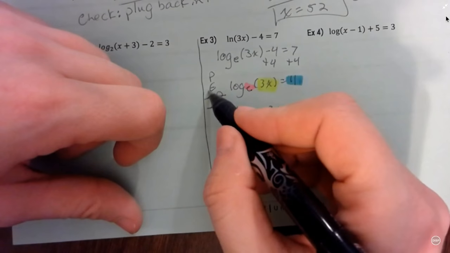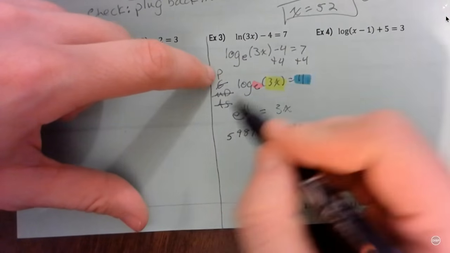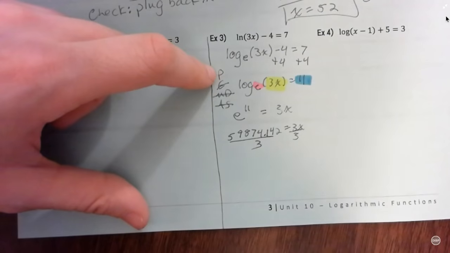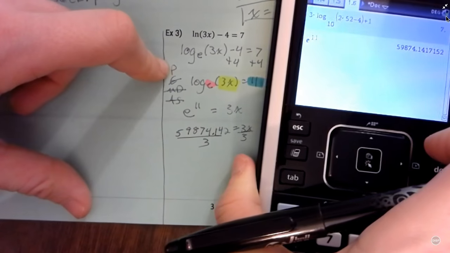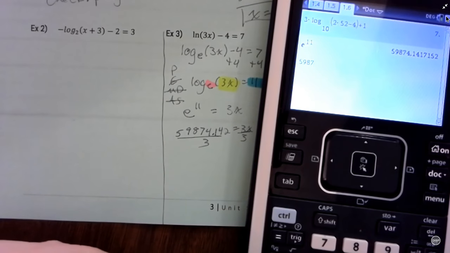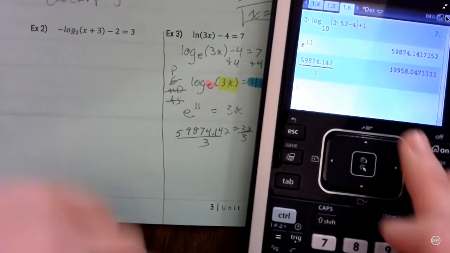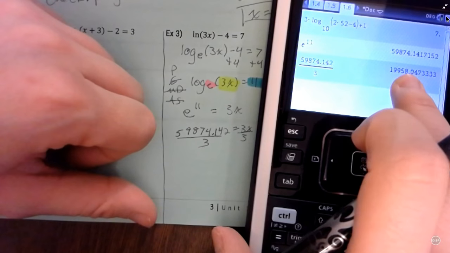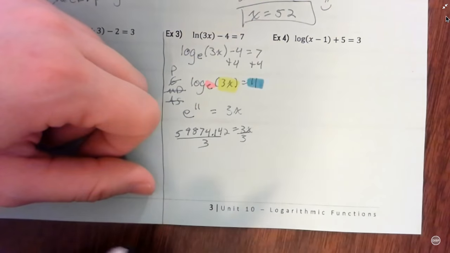Awesome, so that's done. And then my last step is anything that was in parentheses, so I need to divide by 3. So let's see what we get. 59874.142 divided by 3. So that's our answer, and I'm going to round it to 0.047.